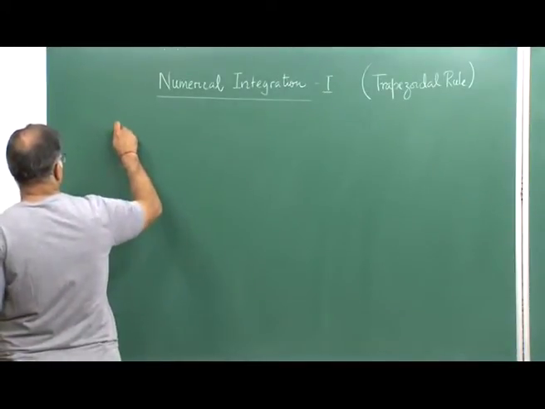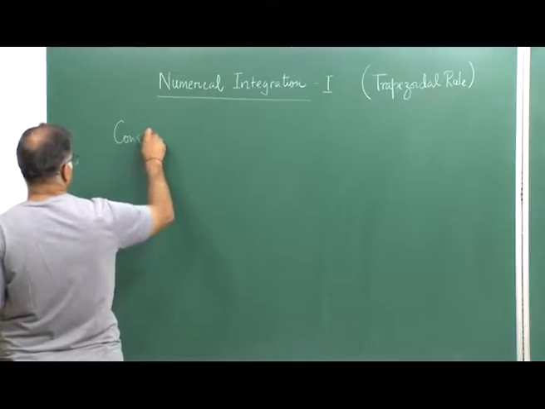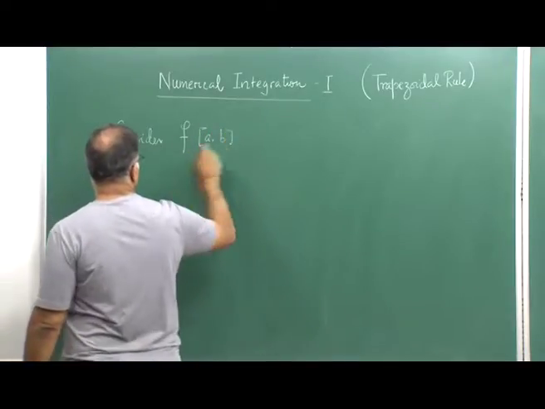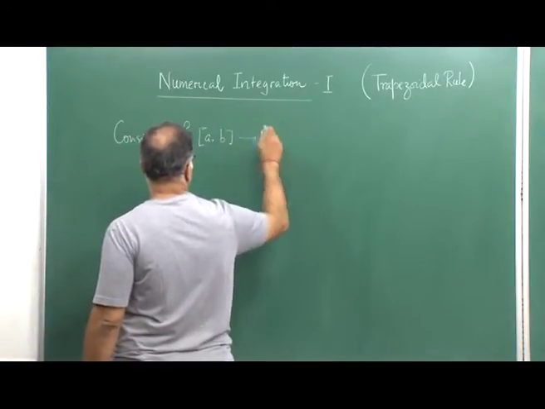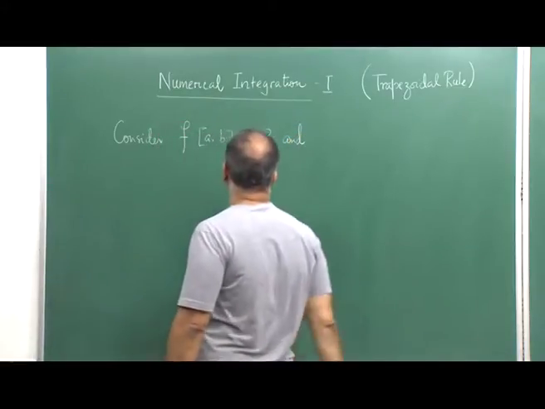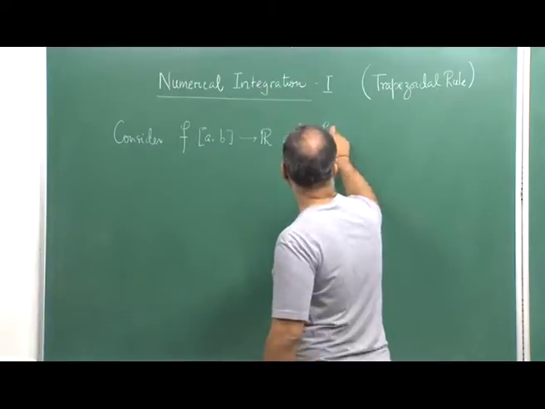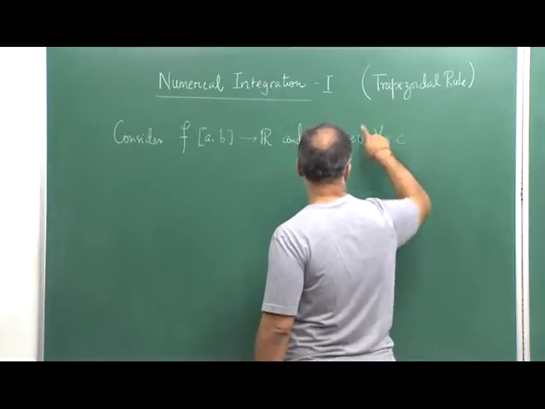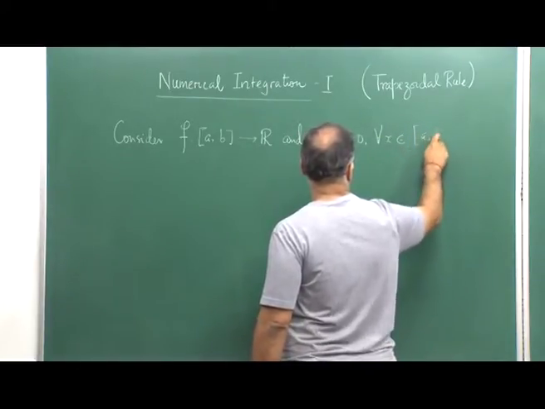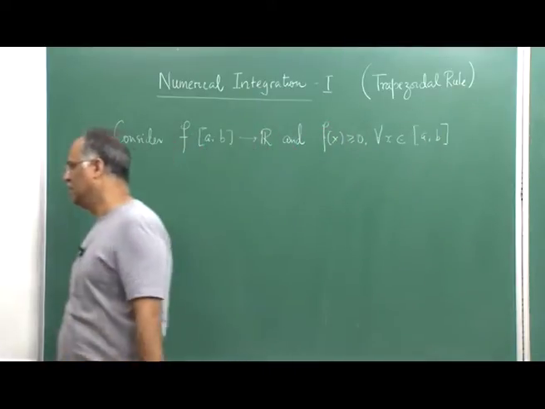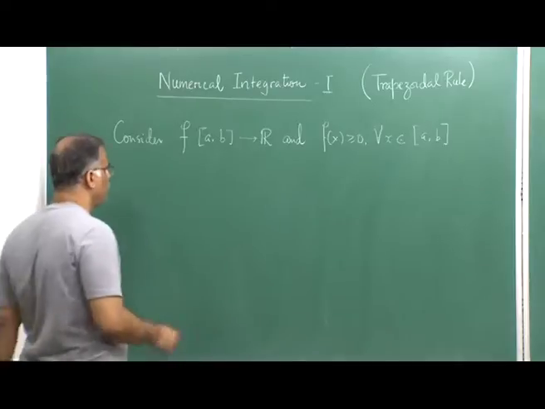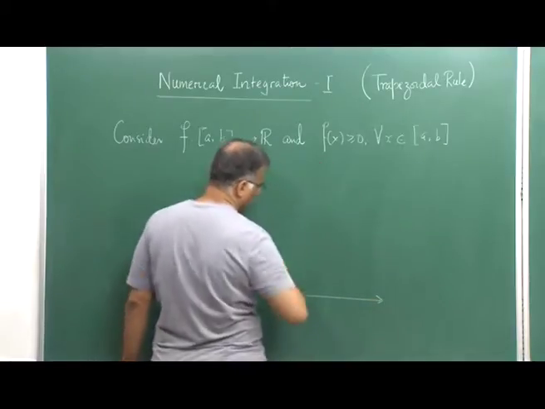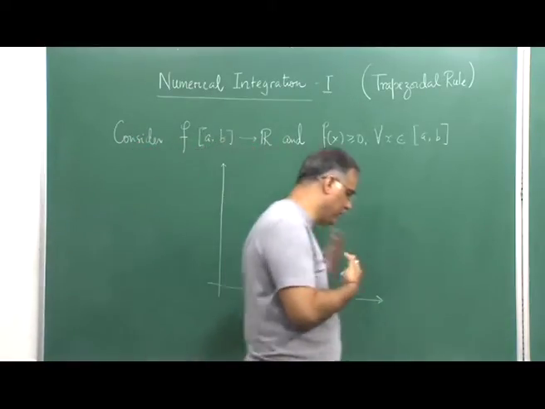So we consider a function f from a b to R, and f of x is greater than or equal to 0 for all x. This is the sign of for all, the inverted A. So maybe the function is something whose antiderivative we do not know. For such functions this is a very useful tool.